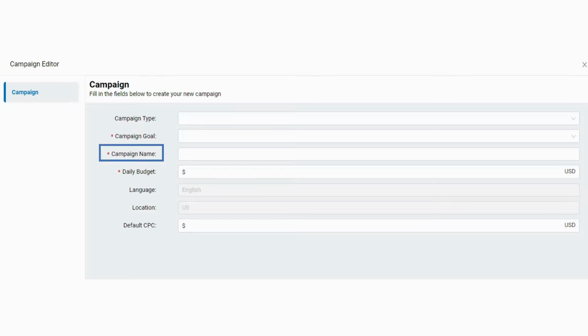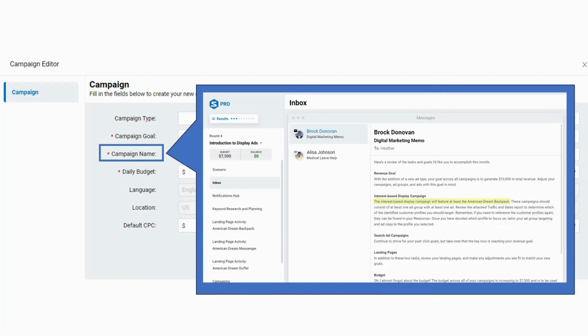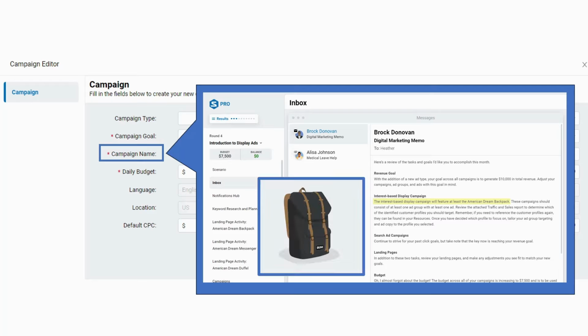For the campaign name, you want to think about what you're promoting, okay? So you can see information about that in your instructions again. And in our first email from Brock, one of the campaigns that you'll create is for the American Dream backpack. However, do not forget to read the medical leave help email, because this tells you also about some other product lines that you want to allocate some of your budget for to create some other campaigns as well.